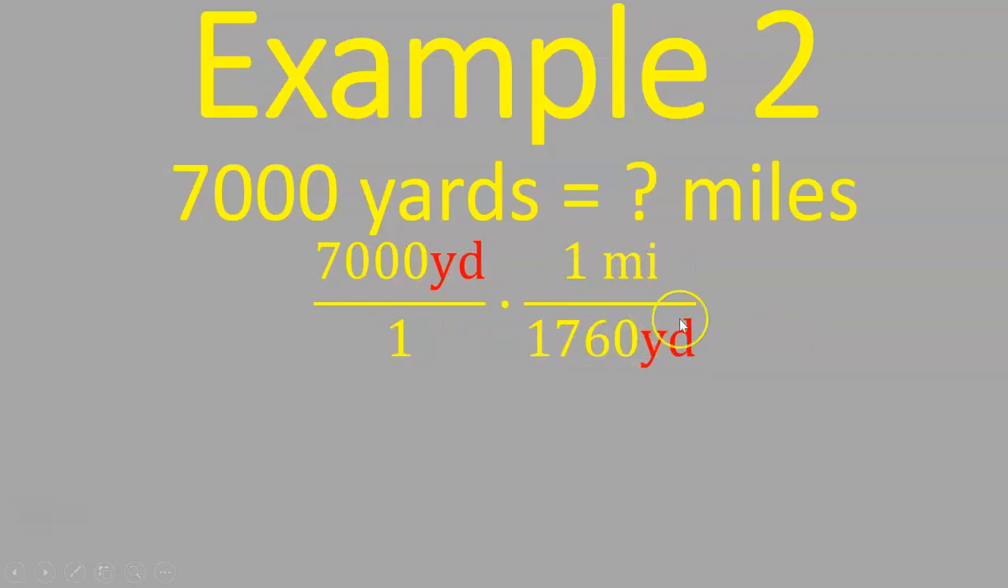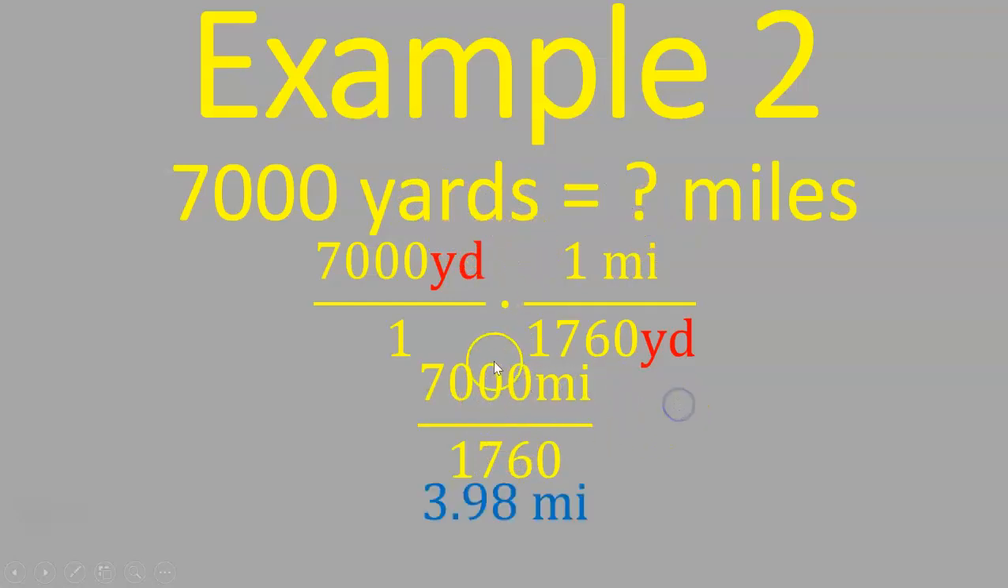Now when you multiply straight across, yards are going to cancel, but we have a division problem. Again, it may seem obvious to you to divide here, but this one, I would argue, is not quite as obvious as the first one. And we divide to get 3.98 miles. That is rounded. So 7,000 yards is equivalent to 3.98 miles.